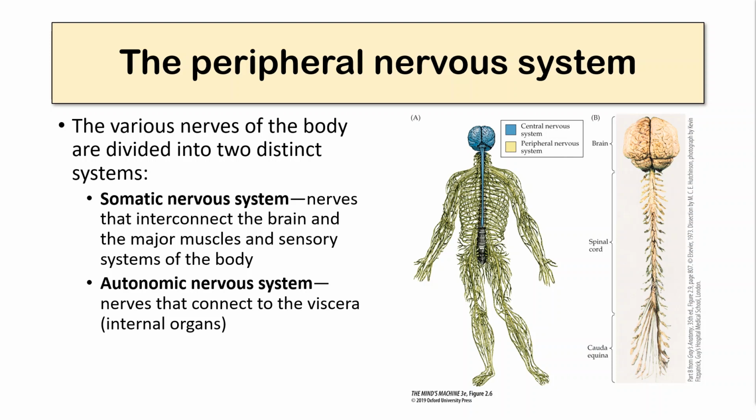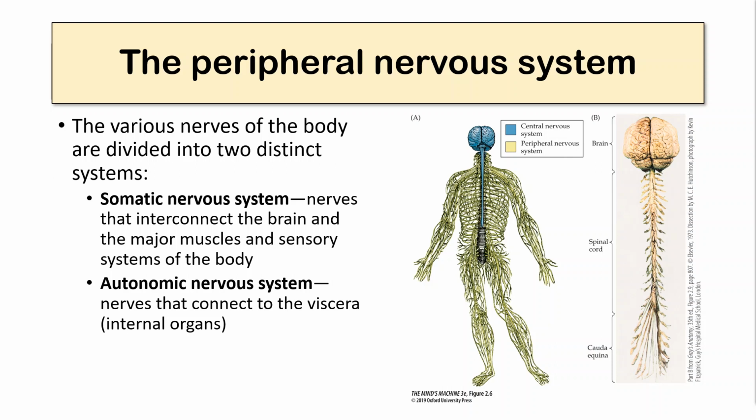It turns out that things that are under voluntary control and things that are not under our voluntary control, at least in terms of muscle movements, are controlled by two different aspects of the peripheral nervous system. The somatic nervous system, soma means body, is the system that controls our voluntary muscles. These nerves interconnect the brain and the major muscles and sensory systems of the body. And they're under voluntary control.